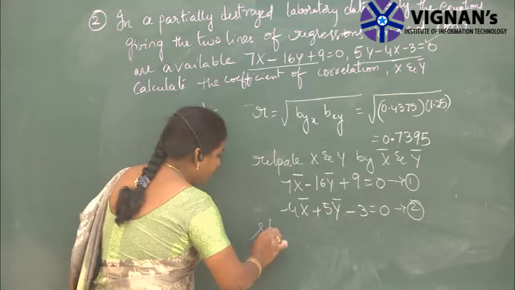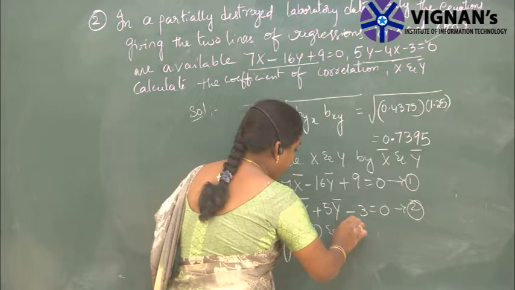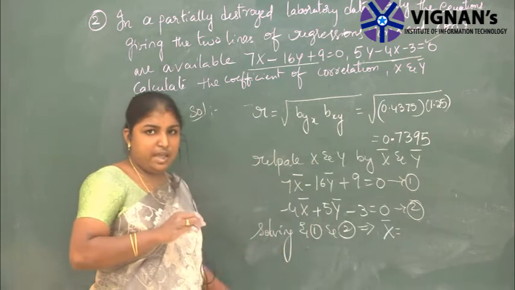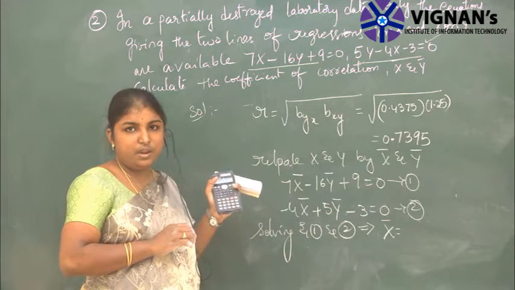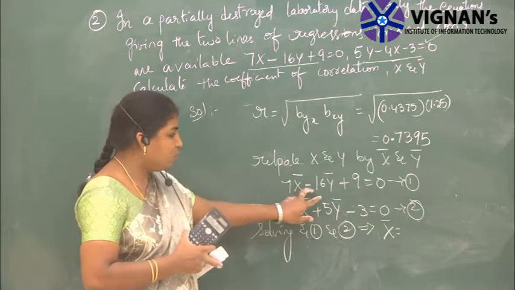Now we are solving equation 1 and equation 2. This implies x bar equal to, so directly using your calculator you can find the x bar and y bar value. Here we want to find out two unknowns.